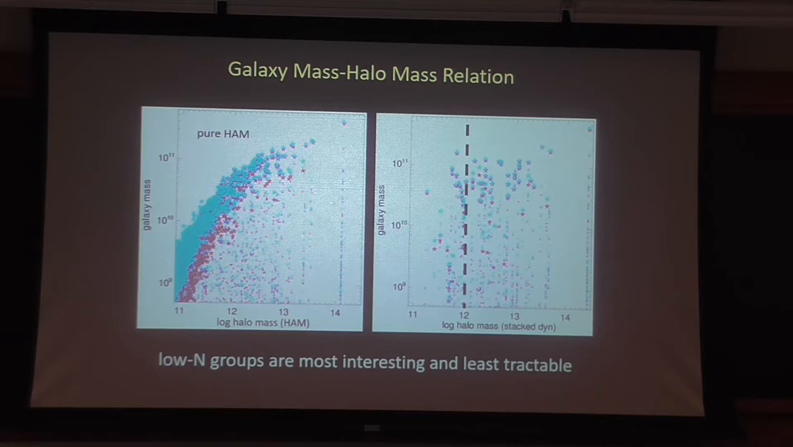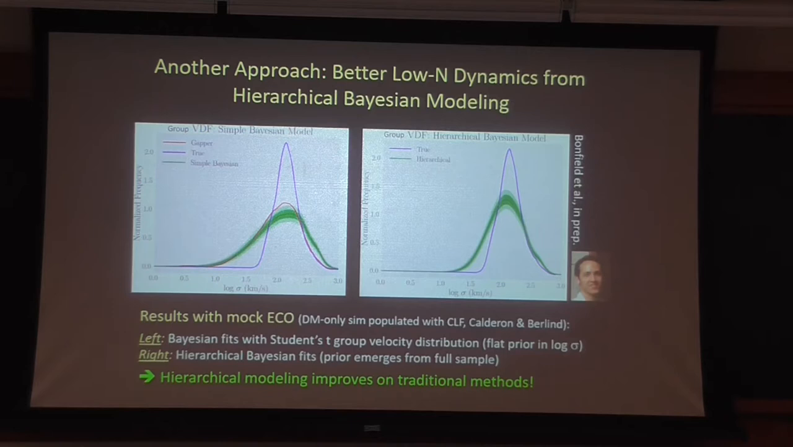So another approach that we're trying, this comes out of the astrostatistics program that James and I were in, is applying hierarchical Bayesian modeling to better measure the dynamics of low-end groups. The basic concept of hierarchical Bayesian modeling is that if you have, like we are fortunate to have, a complete and volume-limited survey, then the answers to the values of all the dispersions of all your groups represents your prior, that is your probability distribution function for galaxy group dispersions.